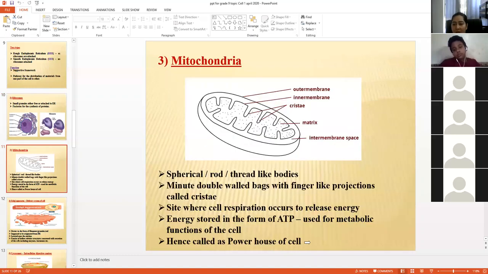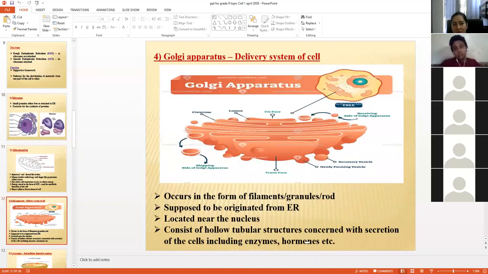Okay. Great. Now, we come to the next organelle, which is called the Golgi apparatus. This is a Golgi apparatus. Children, doesn't this look something similar to an endoplasmic reticulum? Yes, ma'am. It occurs in the form of filaments, granules, or rods. It is supposed to have originated from the endoplasmic reticulum. Okay, but it is not endoplasmic reticulum. It is located near the nucleus. It consists of hollow tubular structures concerned with secretions of the cells, including the enzymes, hormones, etc.